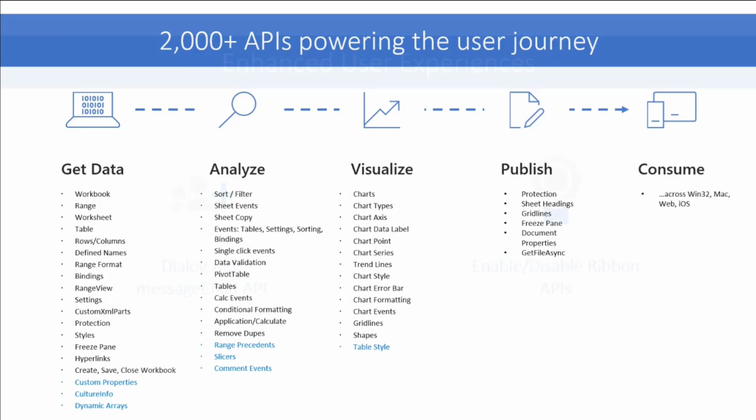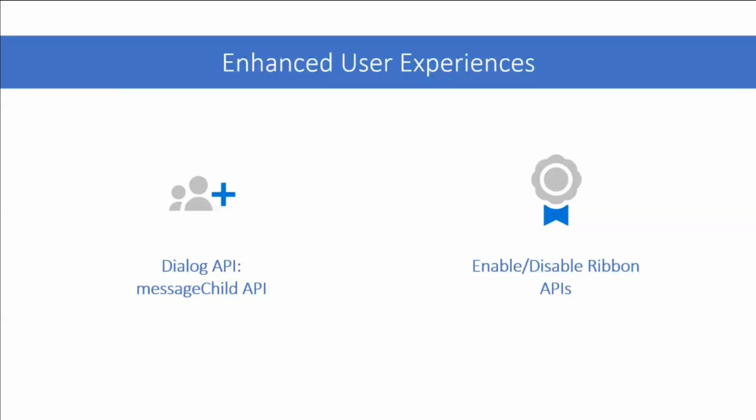And then the next segment of things that we talked about were just around our user experiences. So earlier this summer, we announced the Dialogue API where you can do two-way messaging. And I believe this one also works across Word, Excel, and PowerPoint. And then with Excel specifically, we have the enable disable ribbon APIs, which you can run. They're a part of the shared runtime. These are also now generally available.